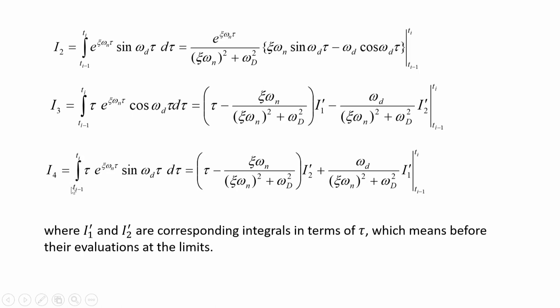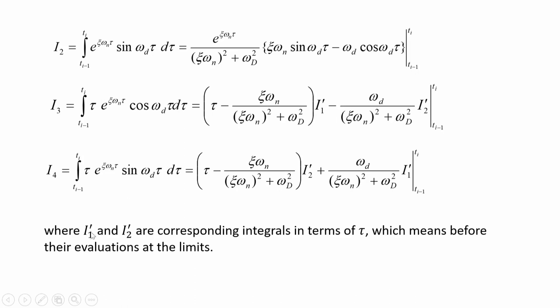Similarly, I4 is the integration with limit t i minus 1 to t i of tau e to the power xi omega n tau sin omega d tau d tau. The result of integration is tau minus xi omega n divided by xi omega n square plus omega d square into I prime 2, plus omega d divided by xi omega n square plus omega d square into I prime 1, and the limit of integration is t i minus 1 to t i. That has to be substituted. Whereas you are finding here new symbols I prime 1 and I prime 2.